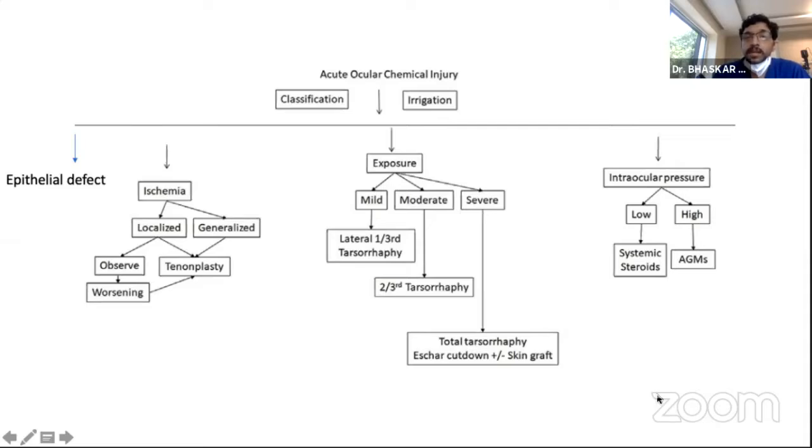Yes, you have a chemical injury. You need to assess and classify it based on whatever classification you have at this point of time. DUAS is still the best, even though it has its lacunae. You will start irrigation like Dr. Ramya mentioned. Then you're looking at the epithelial defect part. I'll come to the next slide. If there is ischemia, you're looking at whether it is localized or generalized. If it is localized, you would probably observe.